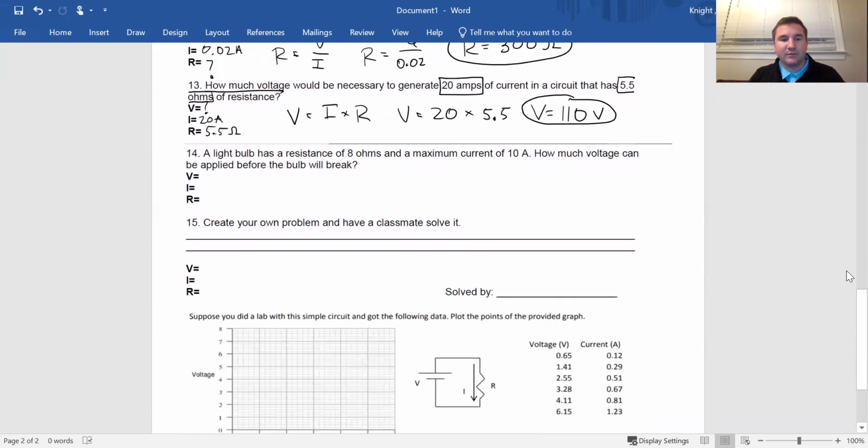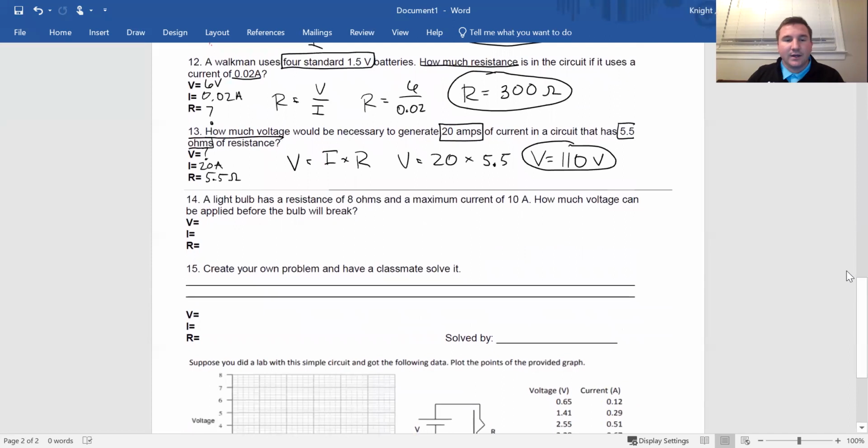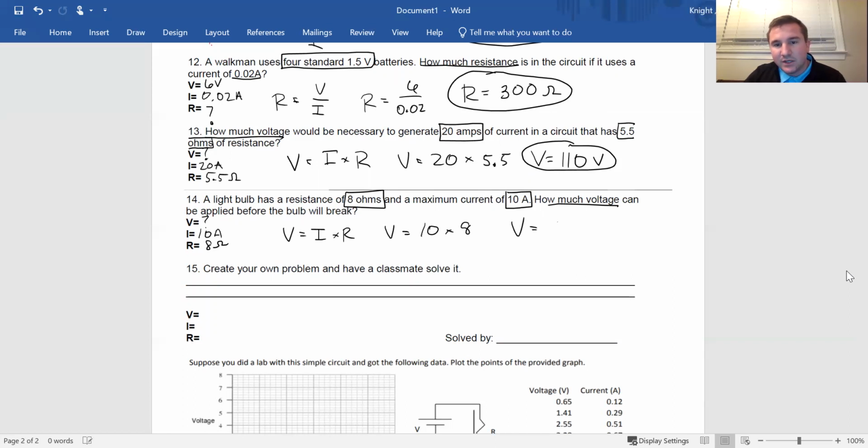Last question here before you create your own. Light bulb has a resistance of 8 ohms and a maximum current of 10 amps. How much voltage is the question? Question mark. 8 ohms, 10 amps. And we're looking at our V is equal to I times R equation. 10 times 8, which is 80 volts.